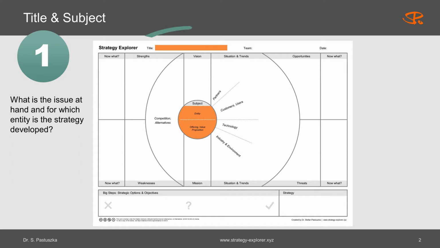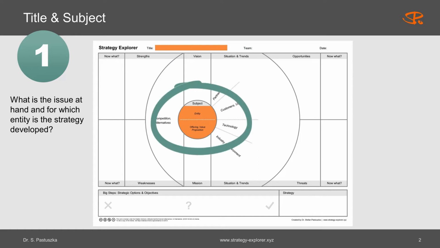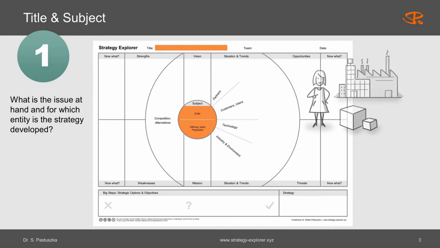A proper headline will help focus your work by capturing the core issue and motivation for the process. The subject then defines what you are developing a strategy for. It is at the heart of the whole process, as indicated by its central position in the Strategy Explorer. The subject could be a company, a business unit, a department, a person, or even a product.